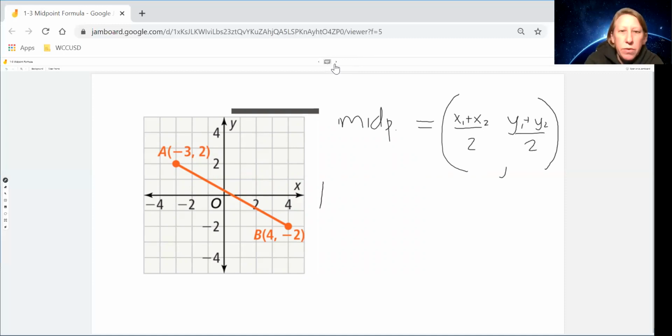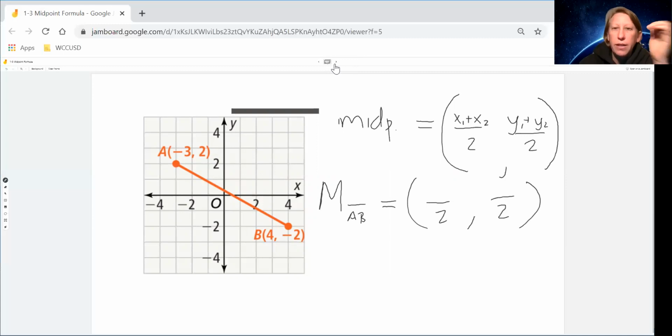So for this problem, I usually use a capital M, and I want to find the midpoint of line segment AB. And I need four numbers to substitute into this formula. I need the X's from both of the points, and I need the Y's from both of the points. So here's a point. It has an X and a Y. I could call that the X and the Y of the first point. And there's another point over here that has an X and a Y. And I can call that the X and the Y of the second point.